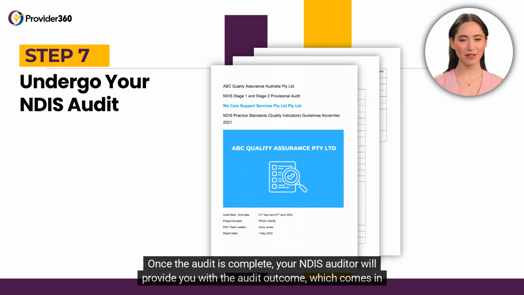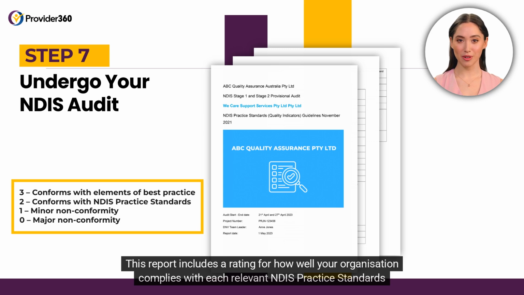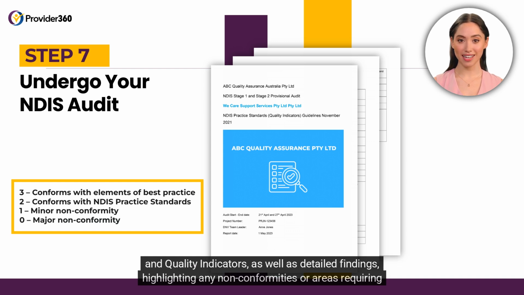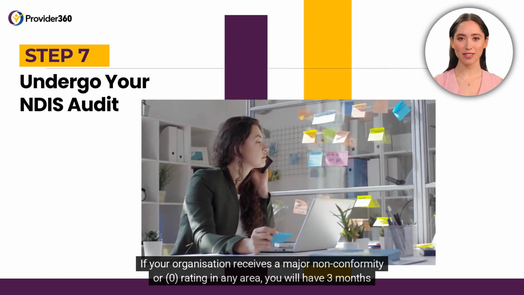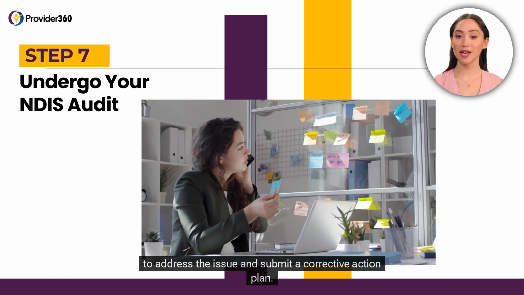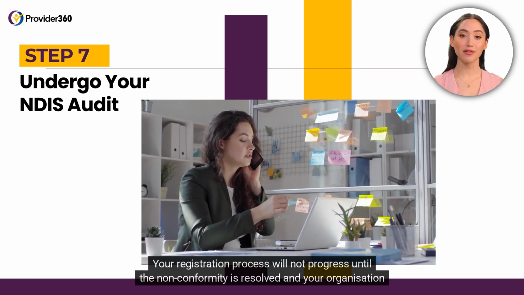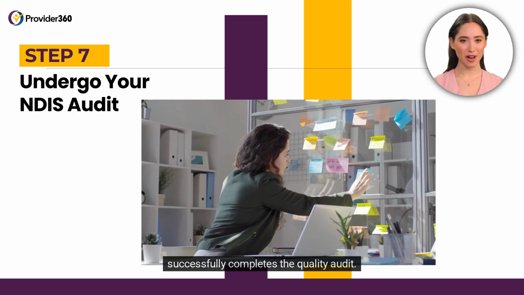Once the audit is complete, your NDIS auditor will provide you with the audit outcome, which comes in the form of an audit report. This report includes a rating for how well your organization complies with each relevant NDIS practice standards and quality indicators, as well as detailed findings highlighting any non-conformities or areas requiring improvement. If your organization receives a major non-conformity or 0 rating in any area, you will have 3 months to address the issue and submit a corrective action plan. Your registration process will not progress until the non-conformity is resolved and your organization successfully completes the quality audit.